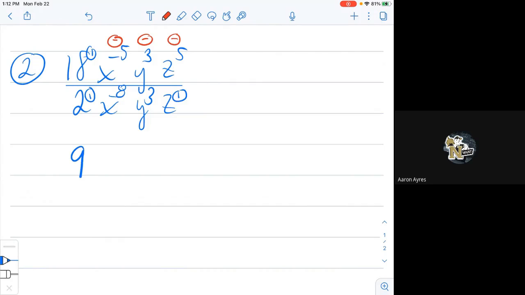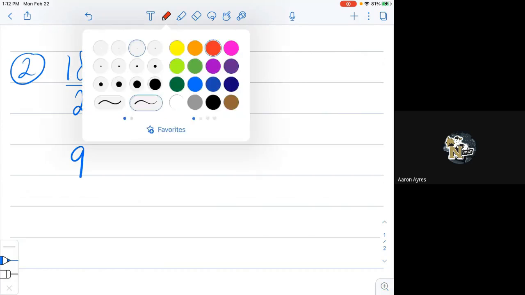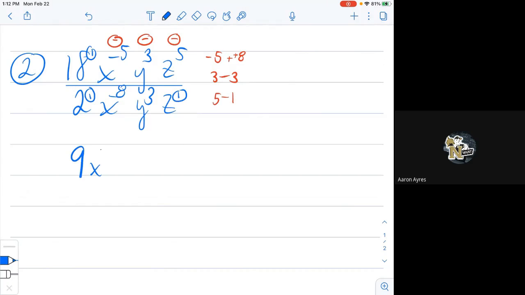So it becomes -5 minus -8 for the x's, 3 minus 3 for your y's, and 5 minus 1 for your z's. These combine for a double negative, so -5 plus 8 is 3. So I'm going to have x to the 3rd power, y to the 0 power, z to the 4th power.